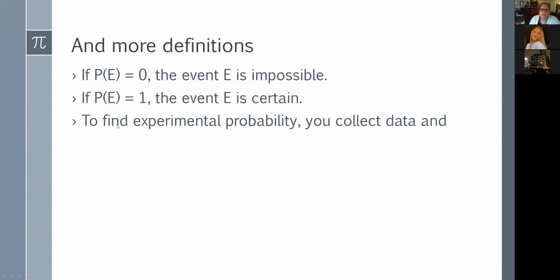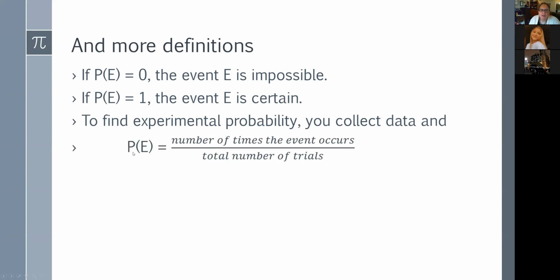Okay, we're going to be thinking about 2 different kinds of probability. The first one is called experimental probability. Here, we're going to think about having some data that's been collected, and the probability of an event is the number of times the event occurred divided by the total number of trials. So if you rolled a die 100 times and you got a 2 10 times, then the probability of getting a 2 would be 10 out of 100.